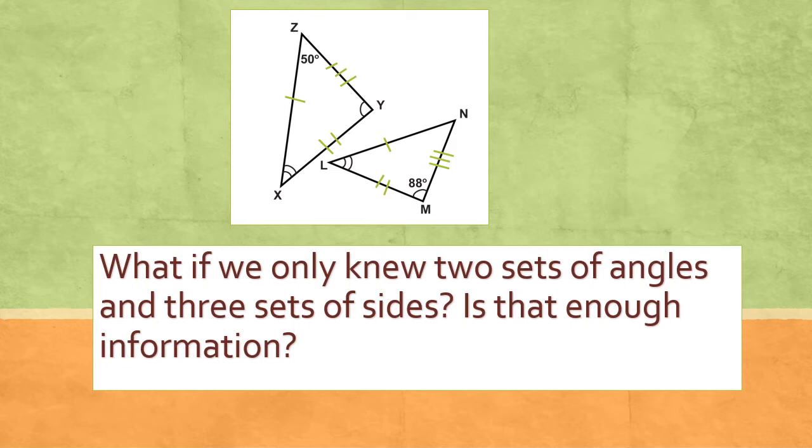Now, the reason we have enough information here is because, remember the third angle congruence theorem: if I have angle Y congruent to angle M, and I also have angle X congruent to angle L, and we're talking about triangles here, then the third angle has to be congruent. So that means that N has to be congruent to Z.